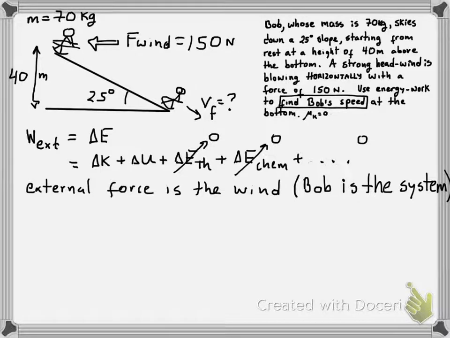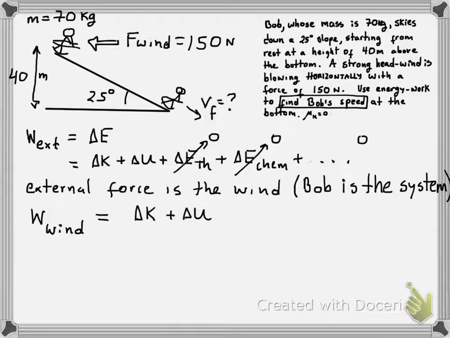The system that we're going to assume here is Bob. So if Bob is the system, the only external force that can do work on Bob is going to be the wind. The force of the wind is the external force acting on the system. You might think of the normal as being an external force, and that is correct, but the normal force is not going to do any work because the normal is perpendicular to the displacement. So the only external force here that we have doing work is the force of the wind.